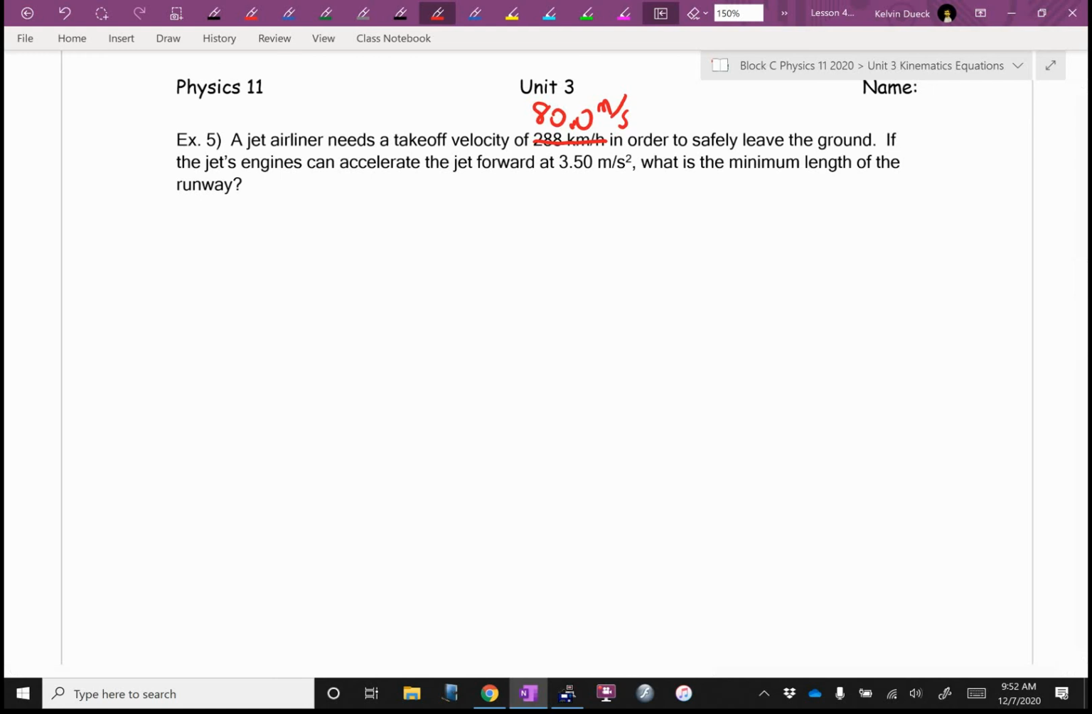Okay. In order to safely leave the ground, if the jet's engines can accelerate at 3.5 meters per second squared, what's the minimum length of the runway? Oh, cool. Donald, what's this question asking me to find when it says what's the minimum length of the runway? A displacement? Yeah. Okay. What's that 3.5, Donald, my friend? Gotta be meters per second squared. Even if they hadn't said the word accelerate, I could figure that out. Starting to see why I said it's worth memorizing what units go with what?